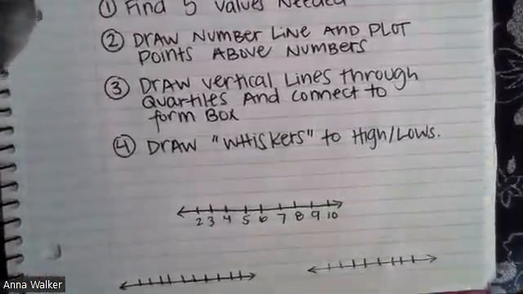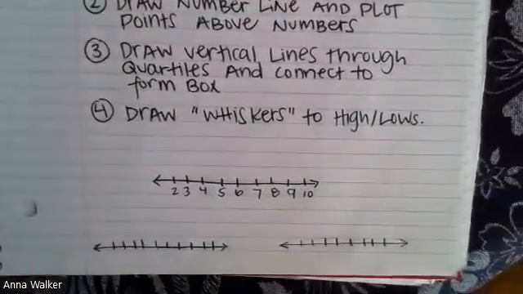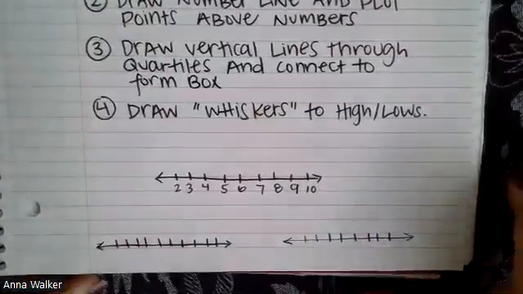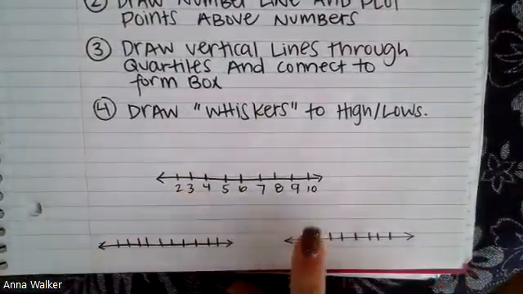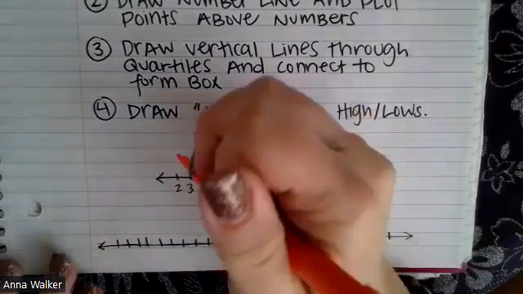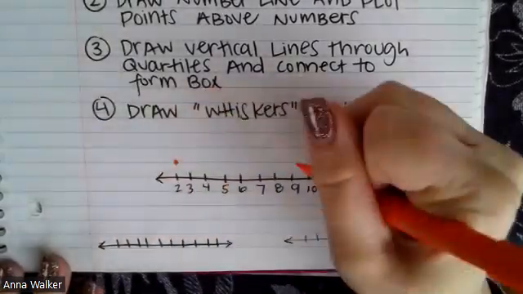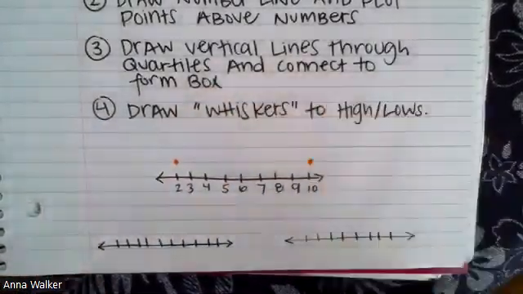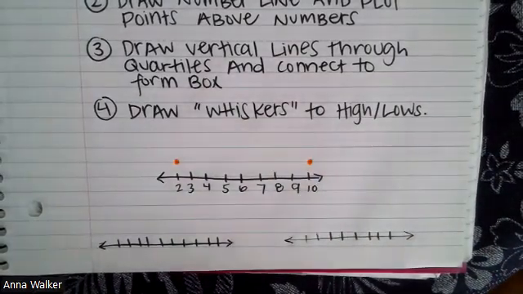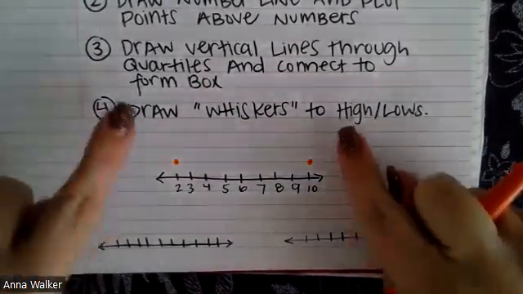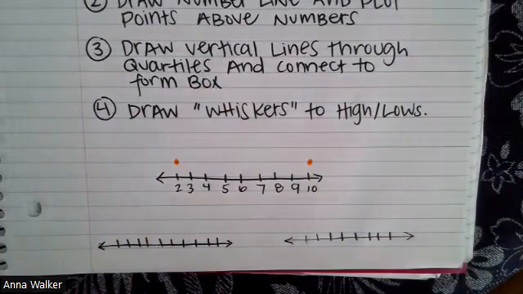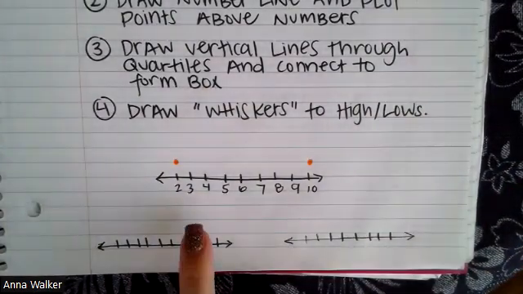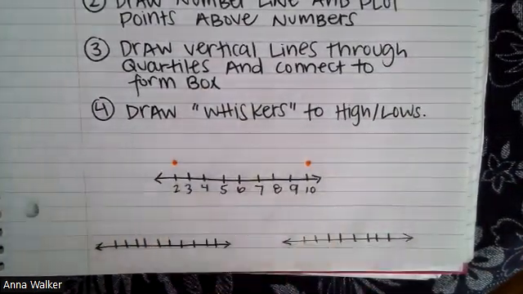So I drew a number line here that has the numbers 2 through 10 on it. And let's say that 2 and 10 are the highest and the lowest values in the set. So I'm going to plot a dot above the number line, not on the number line. It's really important that in box plots we're plotting above it, not on it. Kind of like a dot plot in a way. So my highest and lowest values are plotted.